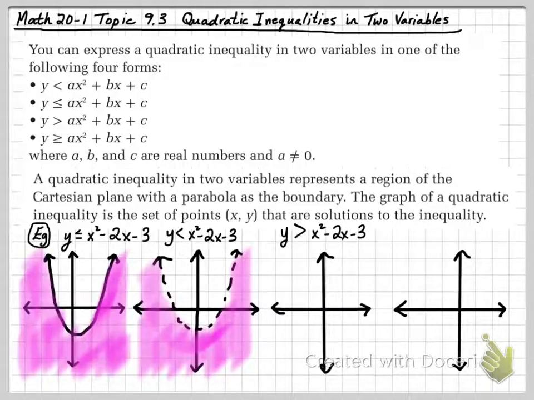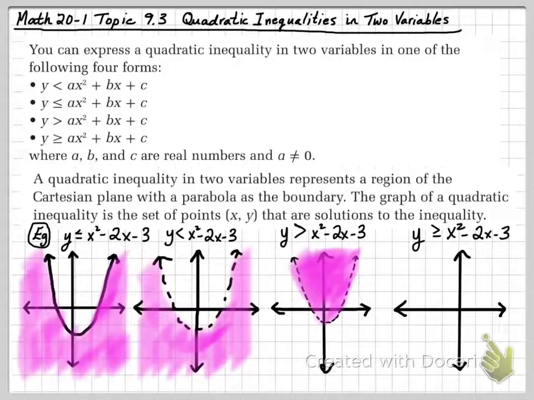Thirdly, where this is just greater than x squared minus 2x minus 3, draw the same graph, again with dashed lines, and this time shade the region above it, which is just inside the graph. And lastly, if I said greater than or equal to x squared minus 2x minus 3, we're going to draw, again, a solid line and shade in the part above it. So those are the four different types of graphs that we're going to be drawing today.